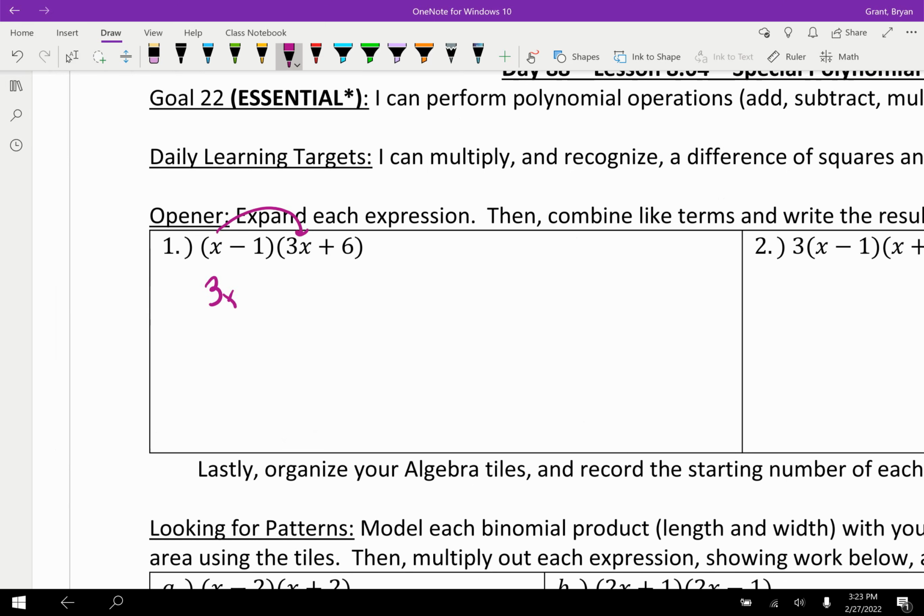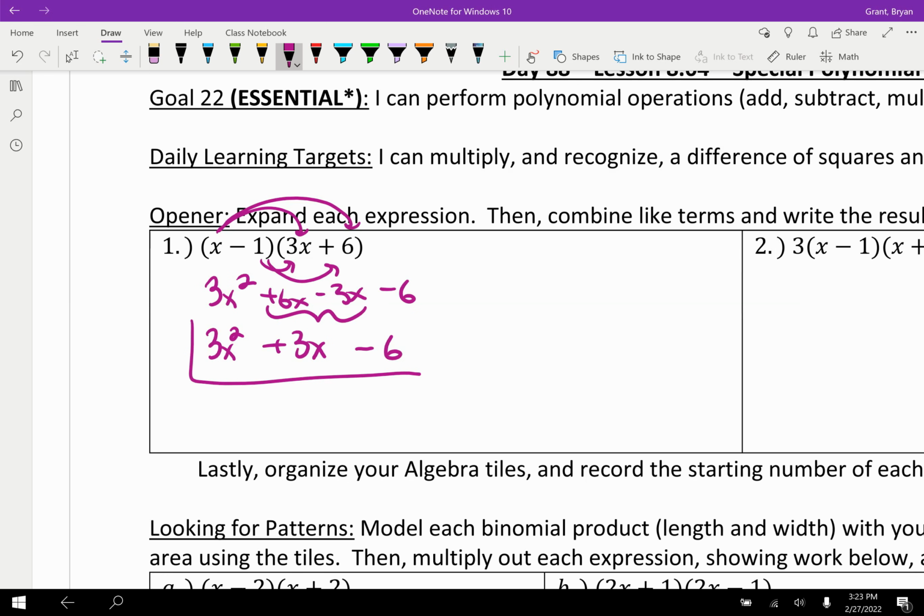X times 3x gets me 3x squared. X times 6 is positive 6x. Here's negative 3x and negative 6. And then, of course, we combine our like terms. The only two like terms I see are 6x minus 3x. That's 3x. And then minus 6 at the end.